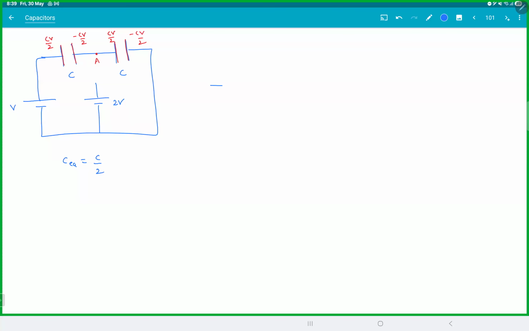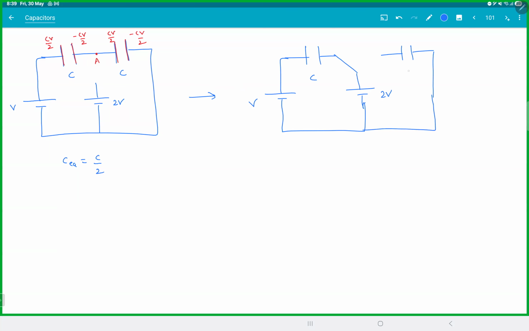Now if you flip the switch, this is how the circuit will become. This is 2V, this is V, this is C. This capacitor is hanging in air. Once you disconnect a capacitor from a battery, the charges get stuck there. So this charge will still remain CV by 2, and this will remain minus CV by 2. Now on this capacitor, charges won't remain the same, so we need to find those charges.